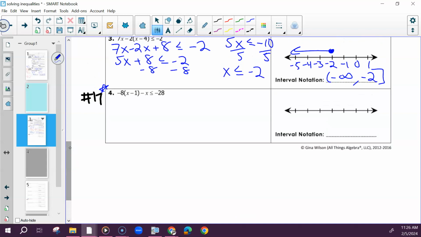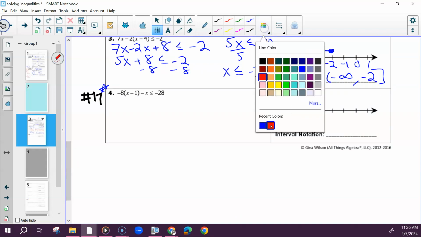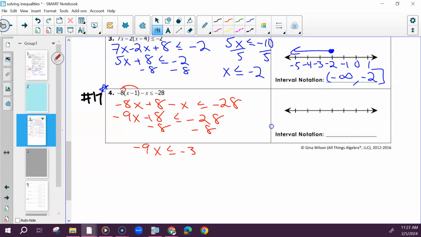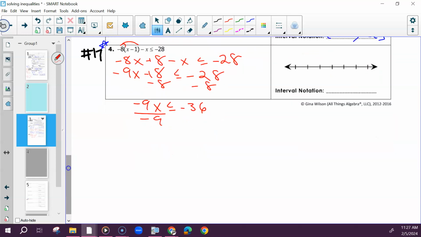Alright, number 4, go ahead and distribute. We have negative 8x plus 8 minus x is less than or equal to negative 28. Combine your like terms. Get rid of 8 by subtracting. And when we divide both sides, is the sign going to change? Yes. So x is now greater than or equal to positive 4.